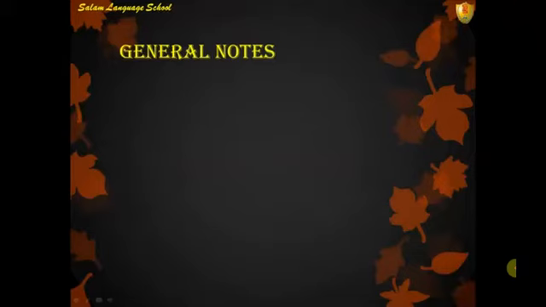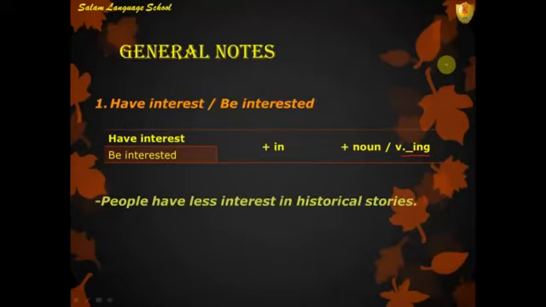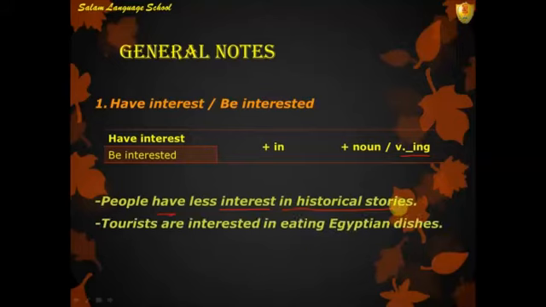Then we have here some notes, the general notes of this. The first one, have interest or be, verb to be, interested. How can we deal with these notes here, have interest or be interested? If you use have interest or be interested, they are followed by the preposition and then a noun or gerund. Gerund, the verb ing. So, for example, people have less interest in historical stories, plus noun. The second example, tourists are, verb to be, are interested in eating, gerund or verb ing, eating Egyptian dishes.